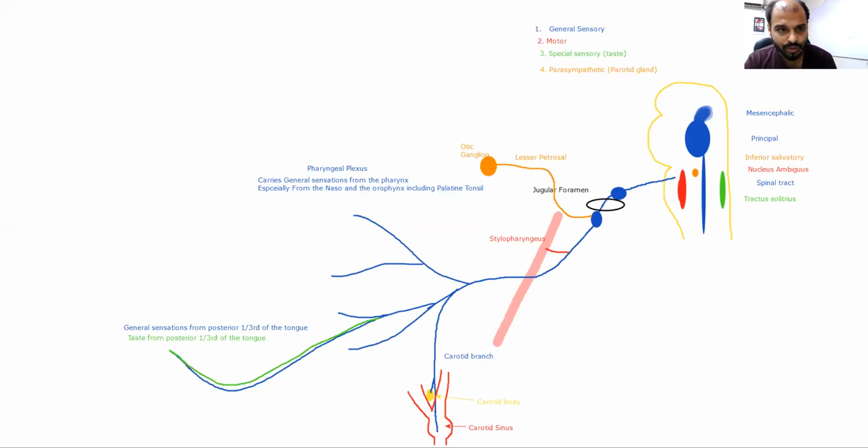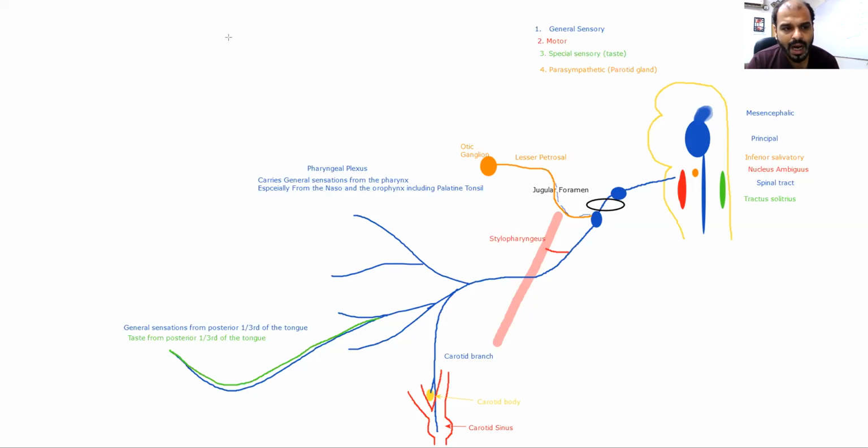There is one thing more you have to remember here. Let me draw it. This is also a question that is sometimes asked. Although this is an orange nerve, which means it is parasympathetic, it also carries some blue colored fiber. What does this blue color fiber designate? They designate general sensory function.